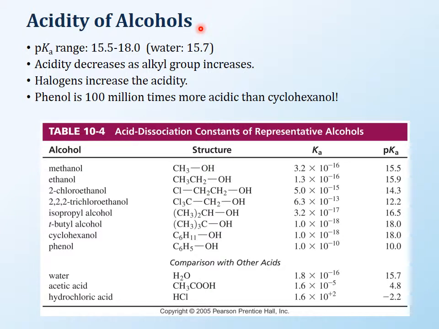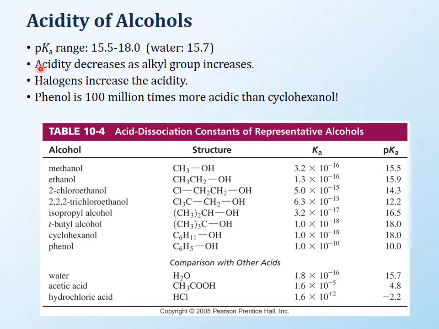It's called an amphoteric substance, and the same thing goes for alcohols. Alcohols can be acidic or basic, okay, and so we'll start with the acidity first. And the pK range for alcohols is about 15.5 to 18, and the water is about 15.7, so you can see they're very, very close.